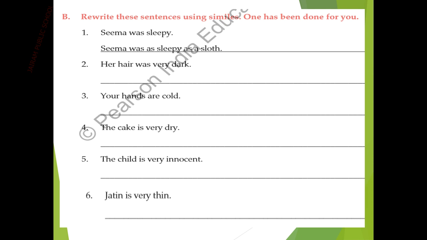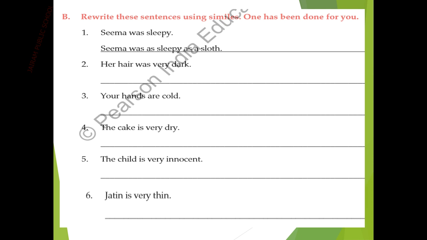Number 3. Your hands are cold. Here, your hands are compared with a cold thing, which is ice. So the answer is your hands are as cold as ice. Here you are comparing your hands with ice by using the simile word as. 4. The cake is very dry. The cake was compared with a dry thing, which is bone. The cake is as dry as a bone.